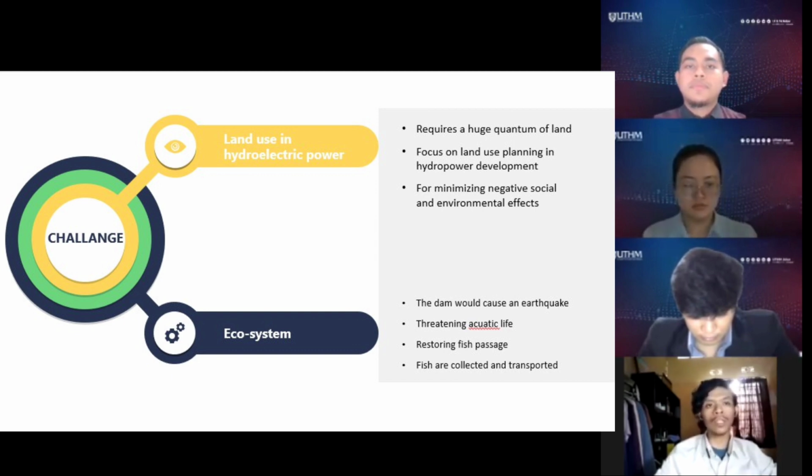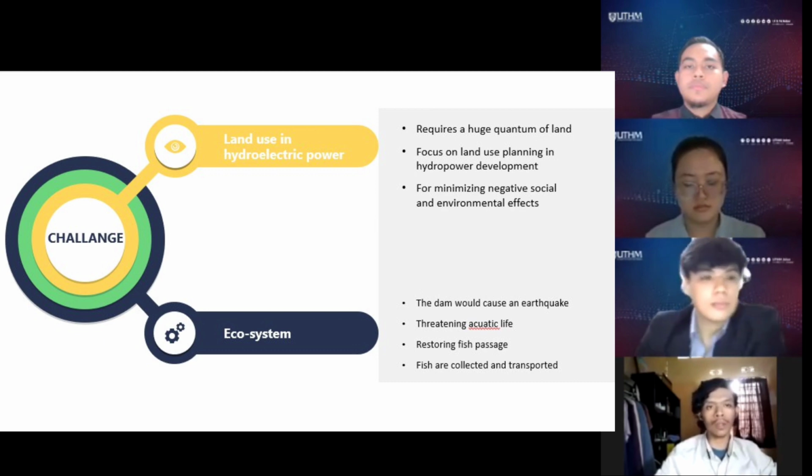So the developer needs to make a new way for fish to move to other places or transfer them to another ocean or river. That's all the challenges I found.